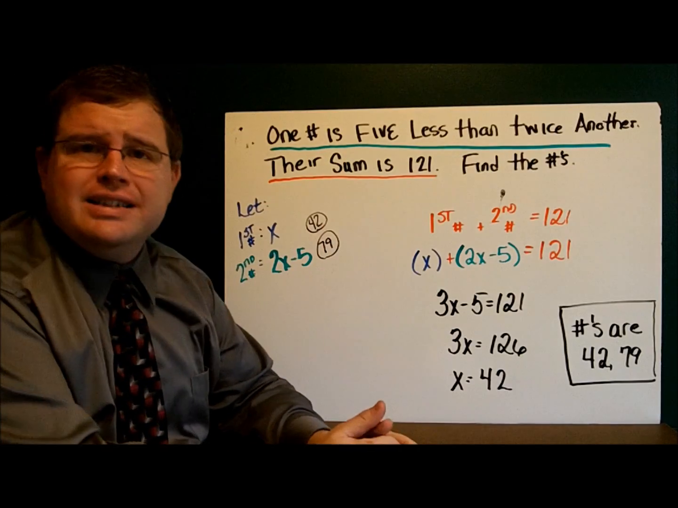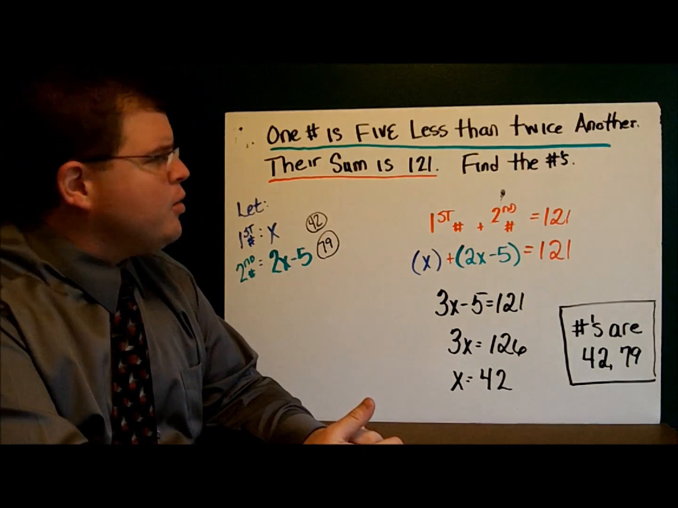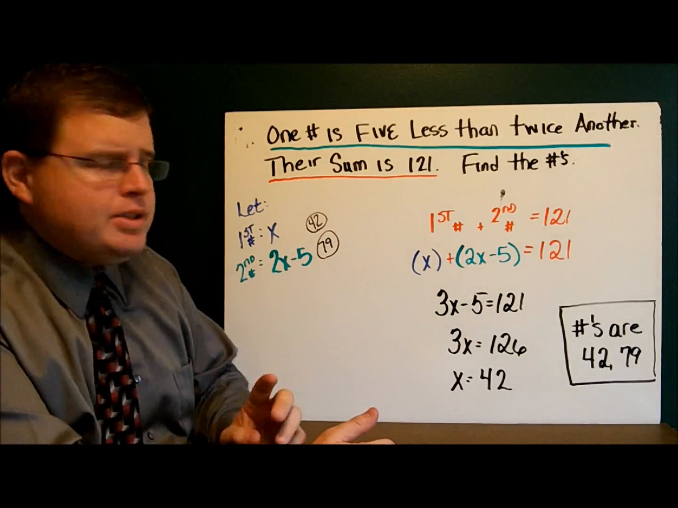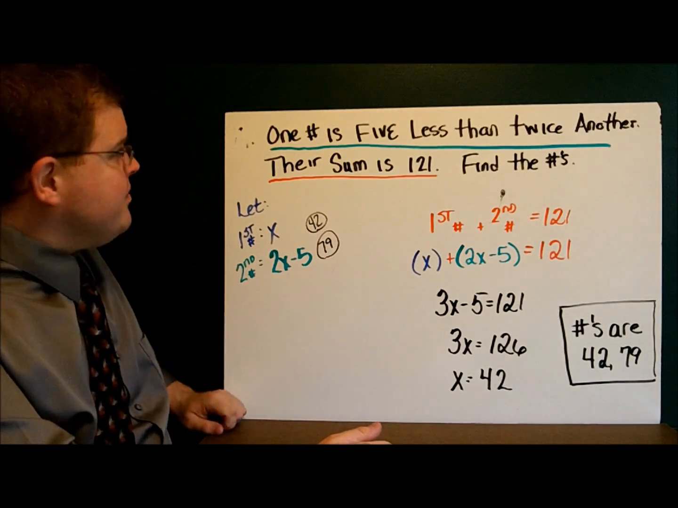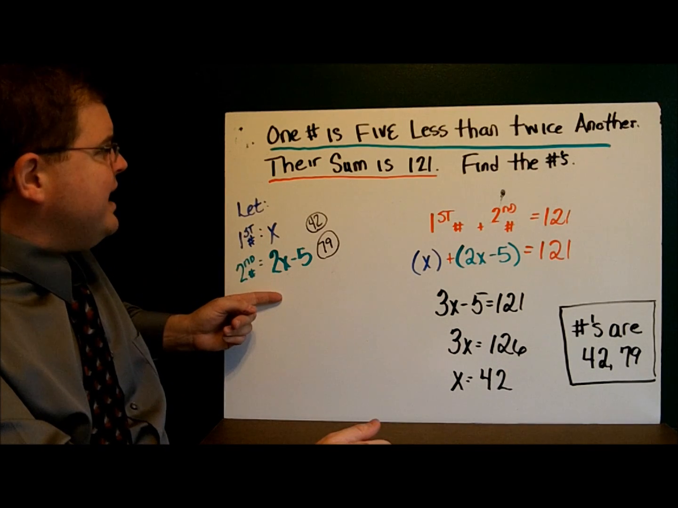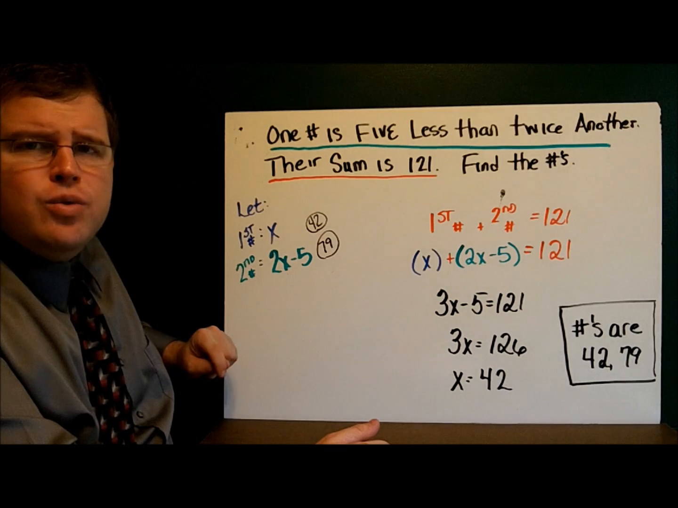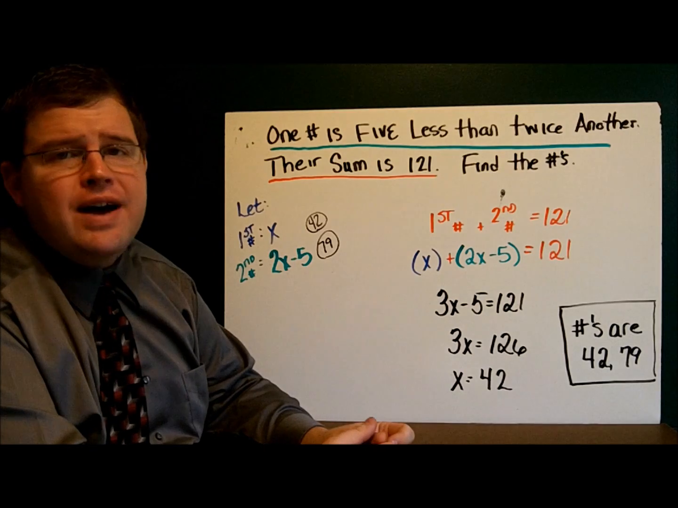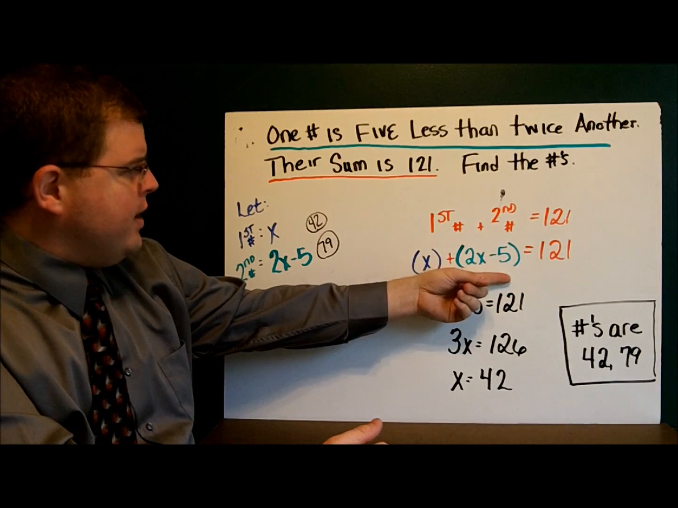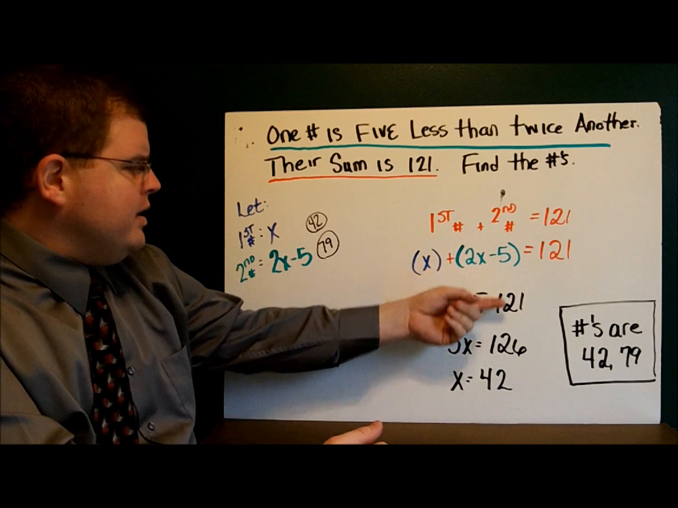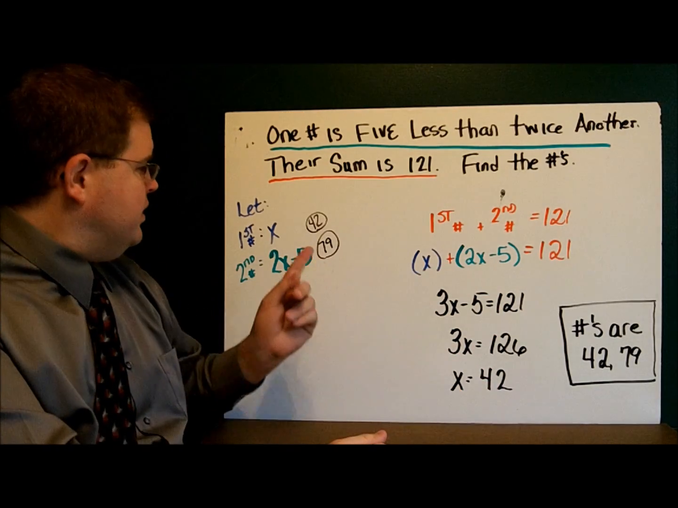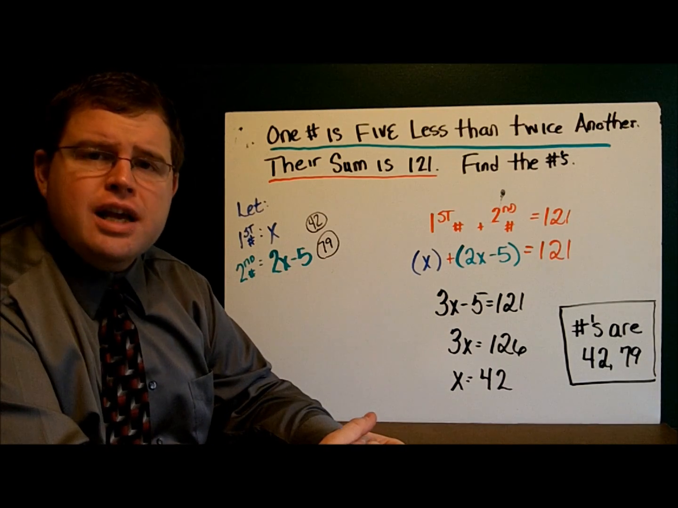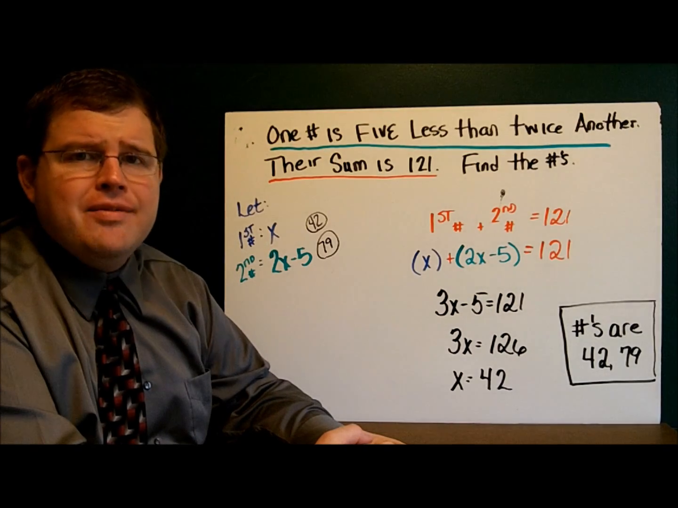One number is 5 less than twice another. The sum is 121. Find the numbers. Well, we want to find two numbers, the first number and the second number. The first one is x, the second one is 5 less than twice the other, 5 less than twice the other. So 2x minus 5. Their sum is 121, so here's my equation. I get x equals 42. So here I have 42, plug in here, I get 79. It looks like my two numbers are 42 and 79.